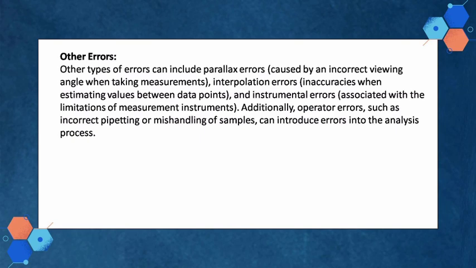And other errors. Other types of errors can include parallax errors, caused by an incorrect viewing angle when taking measurements, interpolation errors, inaccuracies when estimating values between data points, and instrumental errors associated with the limitations of measurement instruments. Additionally, operator errors, such as incorrect pipetting or mishandling of samples, can introduce errors into the analysis process.